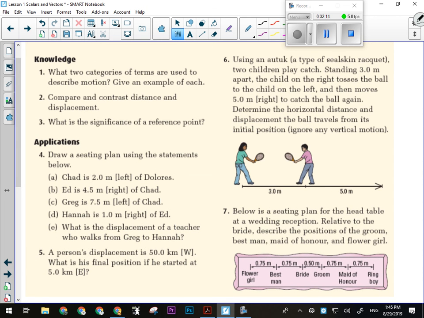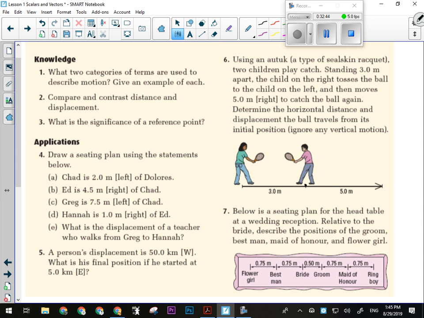Okay, number 6. We'll just talk this one through. Using this seal skin racket, these 2 children are playing catch, standing 3 meters apart. The child on the right tosses the ball to the child on the left. So the ball starts here, goes to the child on the left, and then they move 5 meters right to catch the ball again. Determine the horizontal distance and displacement of the ball from its initial position, ignoring any vertical stuff.